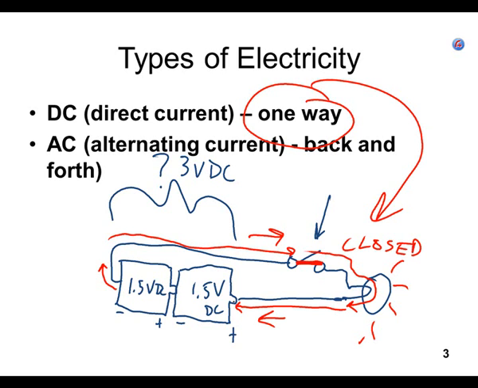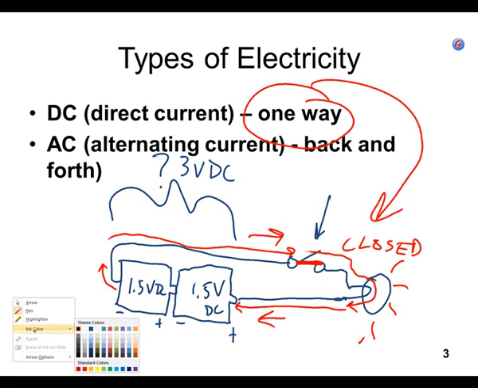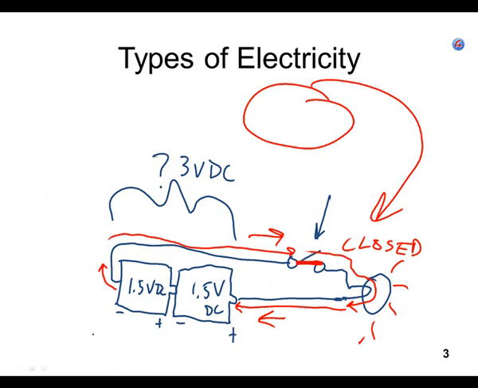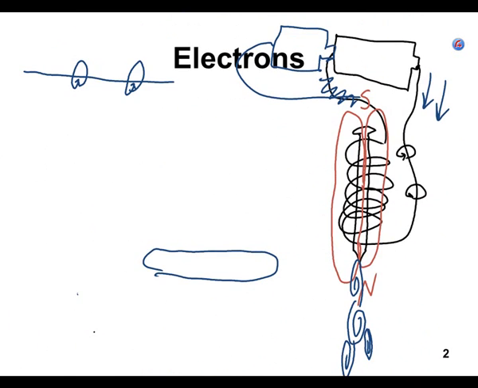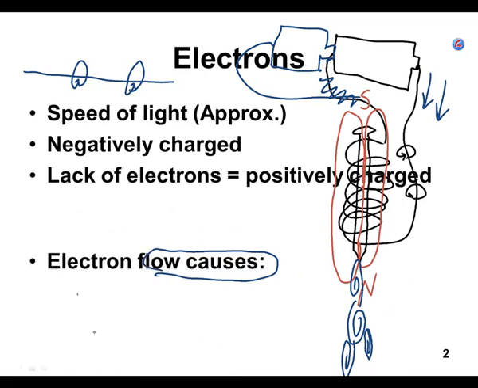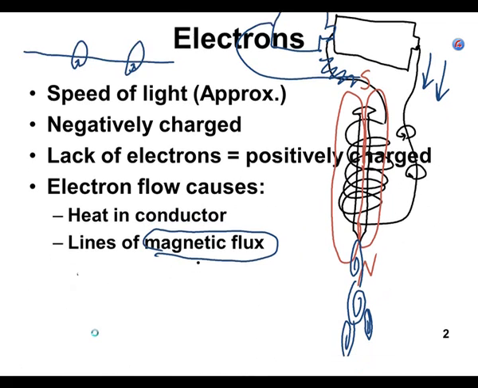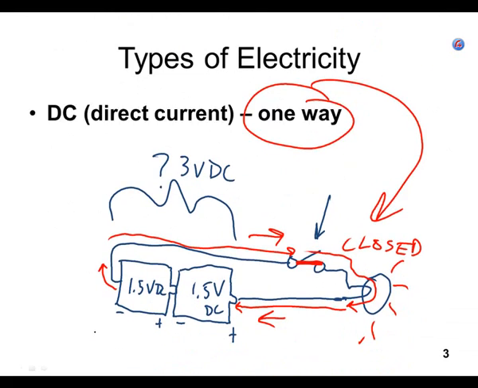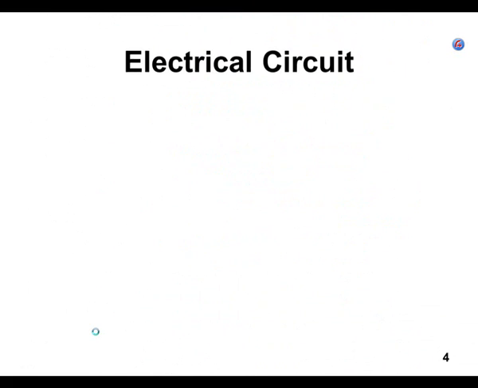Alternating current. Won't erase everything. Okay, so let's see if I can go back on. Because I saved it. No, because I'll have to go forward. Okay, let's not worry about that for a minute.